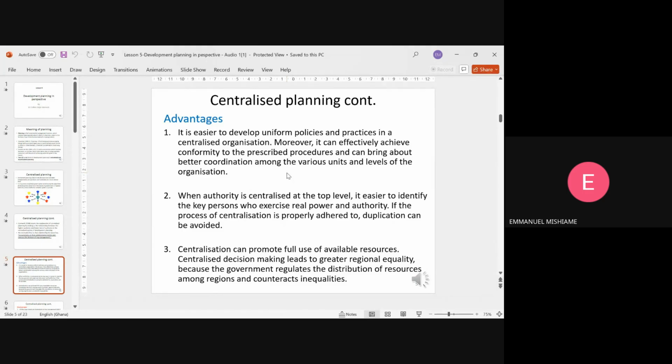Now, secondly, when authority is centralized at the top level, it is easier to identify the key persons who exercise real power and authority. If the process of centralization is properly adhered to, duplication can be avoided. So, in a centralized administration, as I mentioned, it is just a few people who wield or handle everything. Let's take Ghana as a centralized state, for instance. Maybe the president, the finance minister, the minister of defense, or something like that. And maybe let's just add the minister of education. Okay, let's take just about 5 people. Now, these 5 individuals have distinct roles or responsibilities they are supposed to achieve.